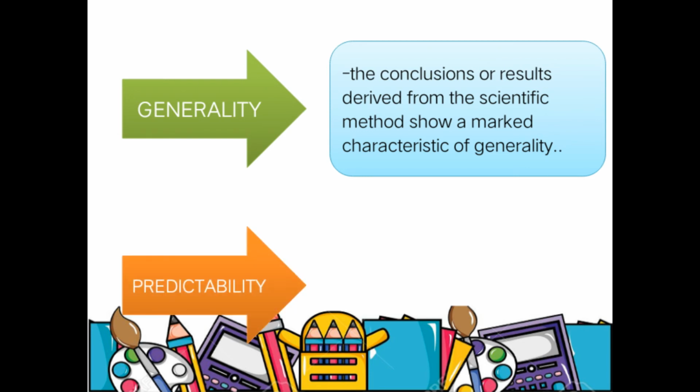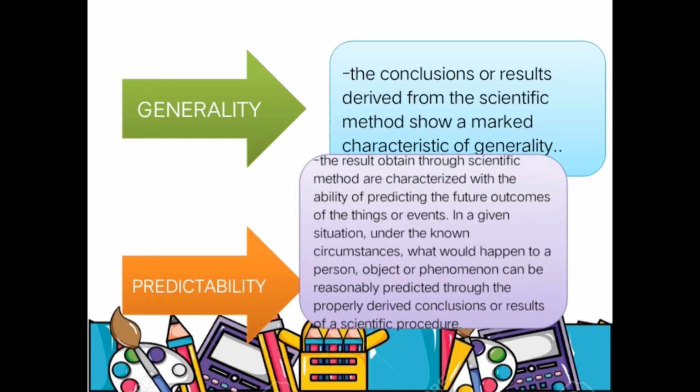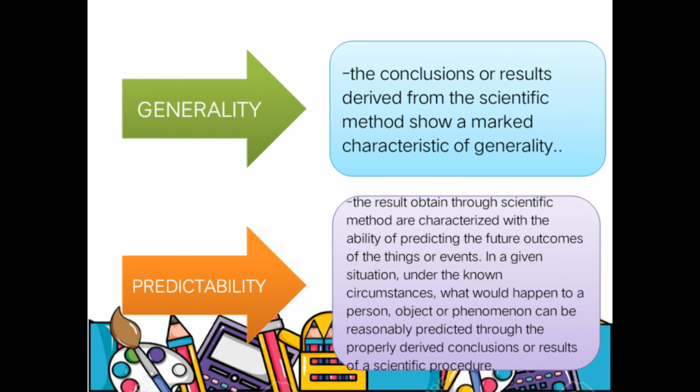Next is predictability. The results obtained through scientific method are characterized with the ability of predicting the future outcomes of things or events. In a given situation, under the known circumstances, what would happen to a person, object, or phenomenon can be reasonably predicted through the properly derived conclusions or results of a scientific procedure.